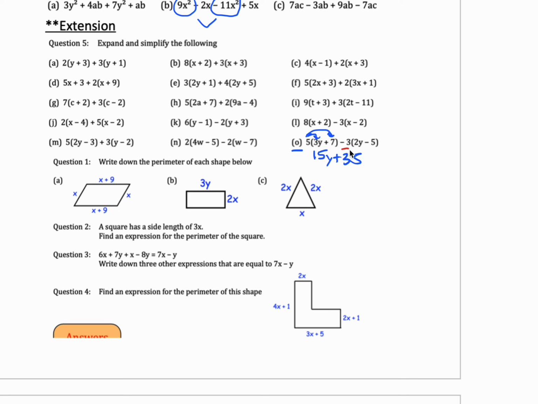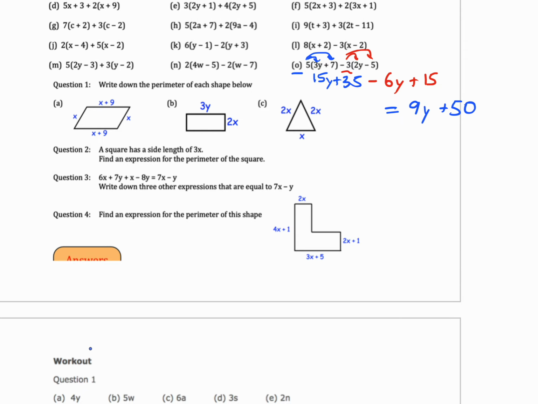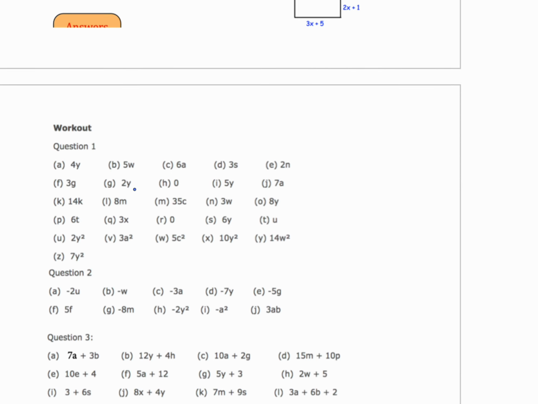In the second set of brackets, you get this. Okay, so remember this is extension, so this is only if you're ready for it. If you find the rest of the stuff we did earlier easy, then you can try this. So after doing that, we get this, and you can simplify that further to 15 minus 6 is 9, 9y, and plus 50 is what we get, okay? And then the answers are on the bottom, in case you want to check that out.